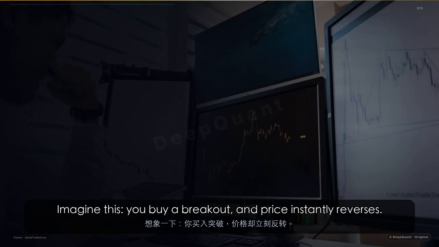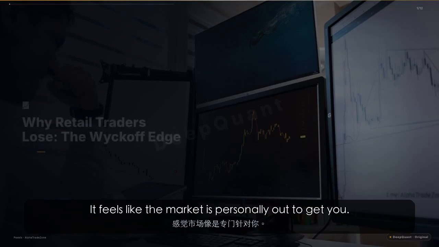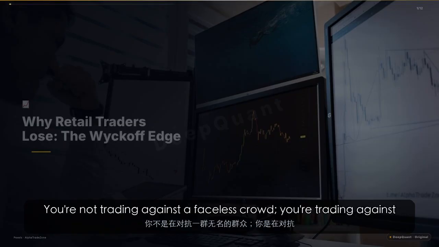Imagine this: you buy a breakout, and price instantly reverses. You sell a breakdown, and it snaps back. It feels like the market is personally out to get you. In a sense, it is.